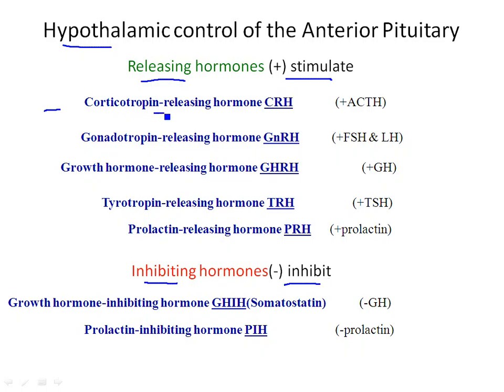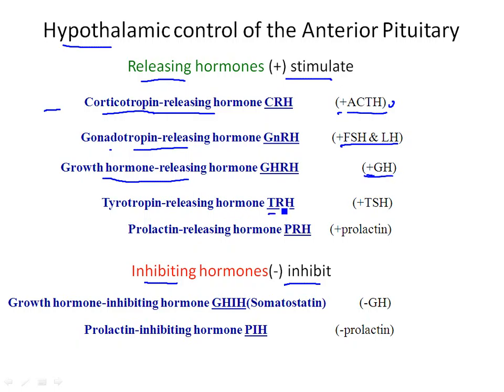So corticotropin releasing hormone, CRH. That means this is from the hypothalamus. That causes the anterior pituitary to release ACTH, which is adrenocorticotropin hormone. We're going to go over those in just a second. You have gonadotropin-releasing hormone, GnRH. That causes the stimulation or release of FSH and LH. Again, we'll talk about what those are in just a second. You have growth hormone-releasing hormone, kind of a nice name. So what does it do? It causes growth hormone to be released by the anterior pituitary.